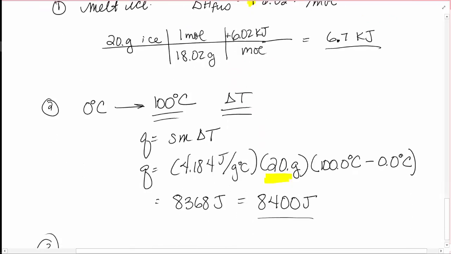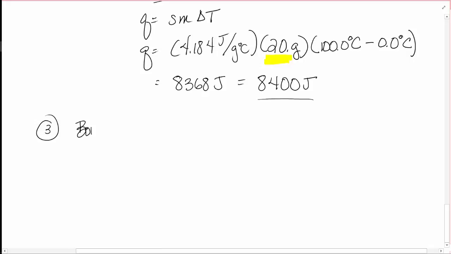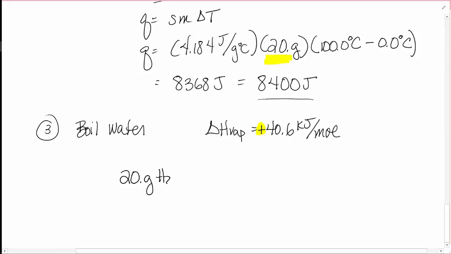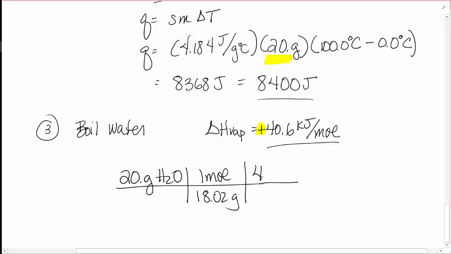We need to figure out how much energy it takes to boil the water. So we're going to go ahead and boil the water. We have that heat of vaporization because it's boiling, and that's 40.6 kilojoules per mole. It takes energy in because it's boiling, so that's a positive number. And now we're going to do the same thing like we did with the melting. 20 grams of water, turn it into moles so we can use this. 18.02 grams in a mole, and then 40.6 kilojoules for every mole, and I get 45 kilojoules. That's how much energy it takes to boil the water.